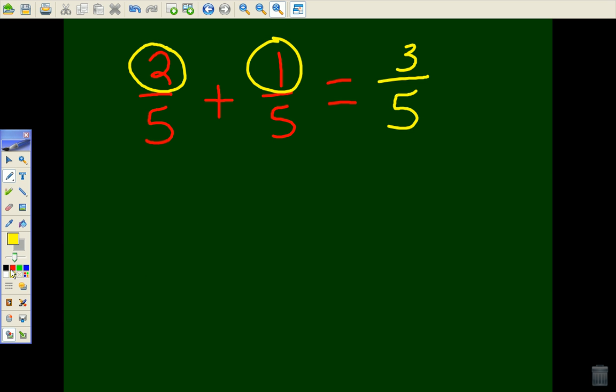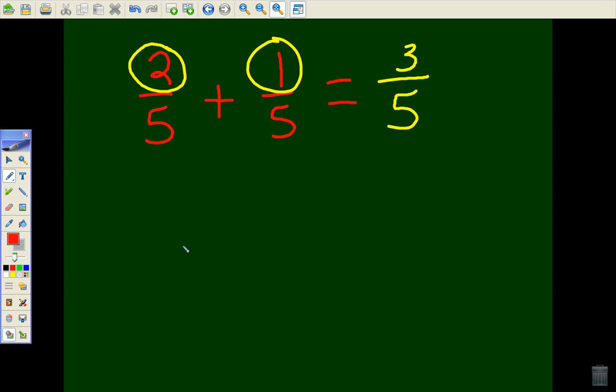So I can give you any problem, and this video is really quick because it doesn't matter what we're doing. We're just going to be adding the numerators. All the problems we're going to see have common denominators. We don't have to go finding the LCD on any of those. We'll look at that later in the year.